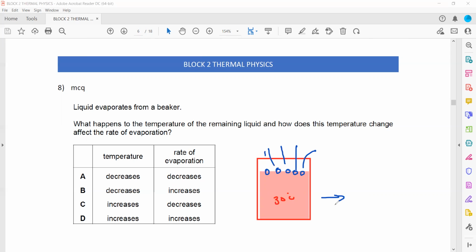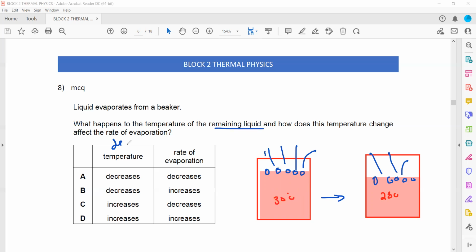So what happens to the liquid which is left behind? It will have a lower temperature, and evaporation depends on the temperature as well. At higher temperature, the liquid evaporates faster. At lower temperature, the liquid evaporates slower. So now the temperature is 28. Evaporation will still occur, but the speed at which it occurs at 28 will be much slower compared to that at 30. So the temperature of the liquid left behind will decrease.